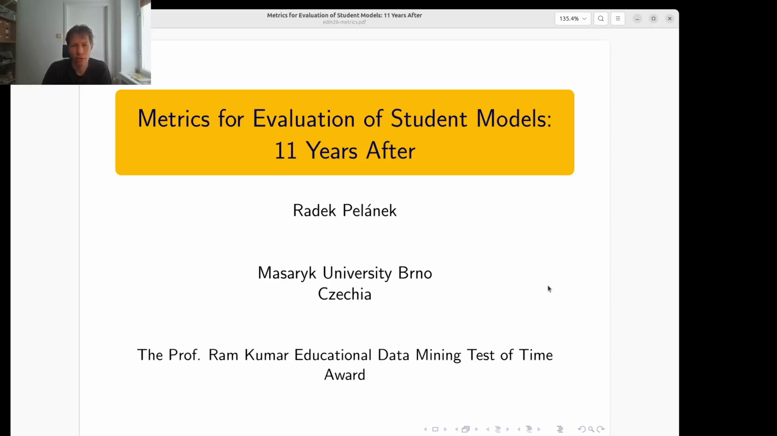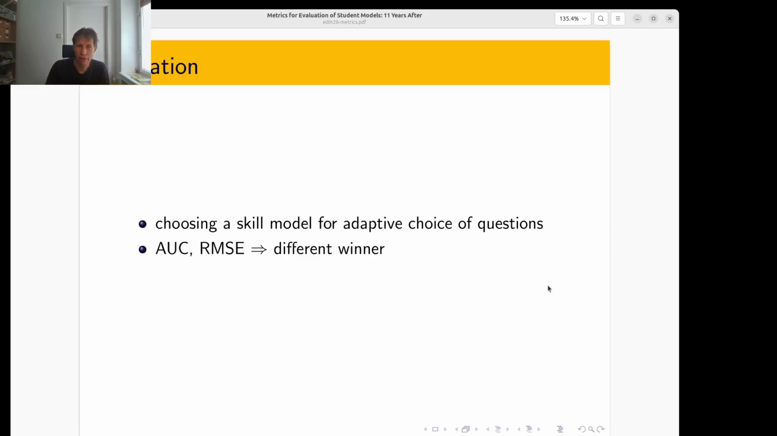Unfortunately, I'm not able to participate in this year's Educational Data Mining Conference in Seoul, so I would like to share my reflections on the paper, at least in this form. I will start with the original motivation, how I got to writing the 2015 paper. The motivation came from practical experience.